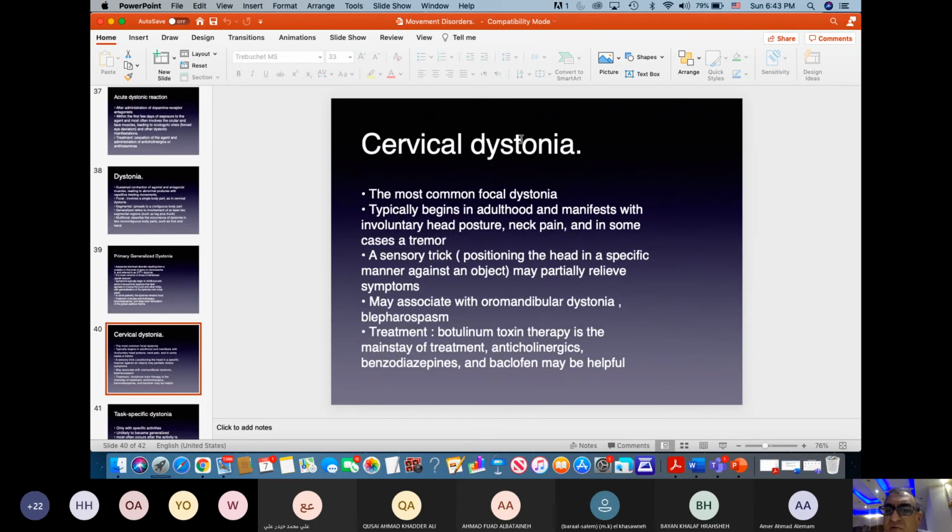Cervical dystonia is a form of focal dystonia, like I mentioned, this torticollis. One of the most common focal dystonias, it typically begins in adulthood. So the patient will move his head like this, can be anterocollis or retrocollis. They have what we call sensory tricks. So with the head doing this, they put their hand on the chin and they can correct their position. Treatment, as I said, botulinum toxin injection.